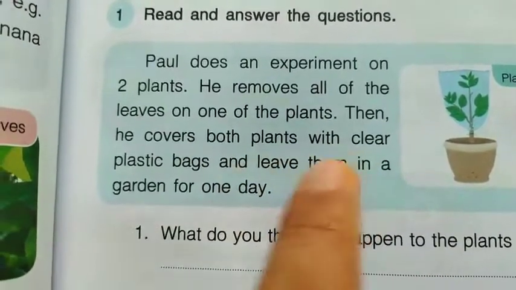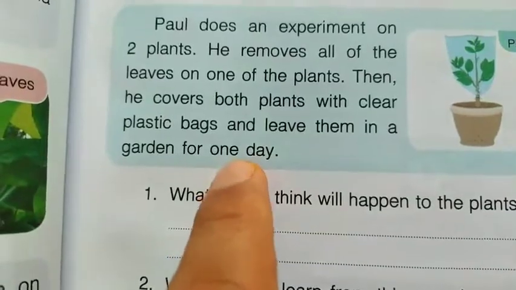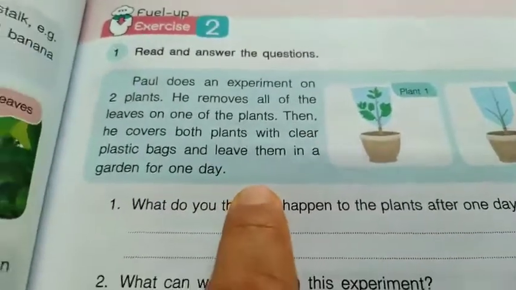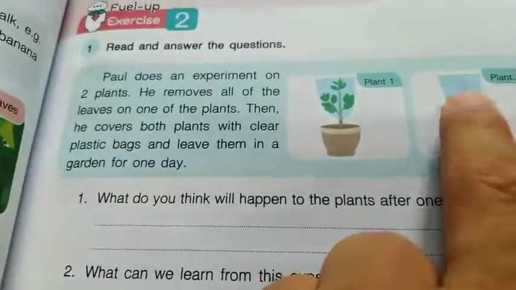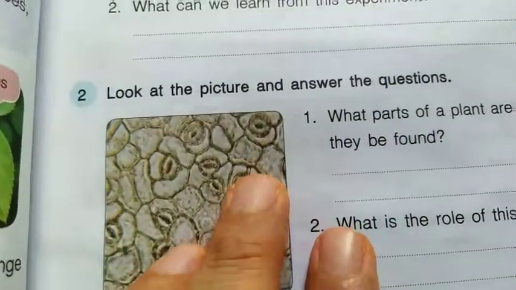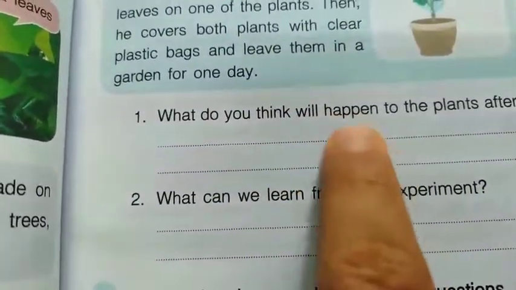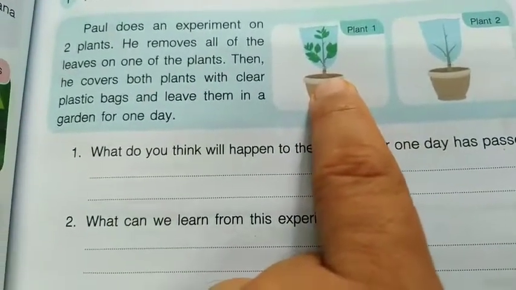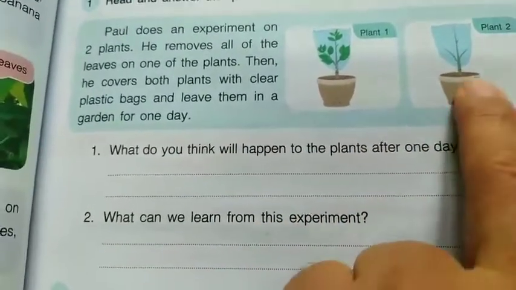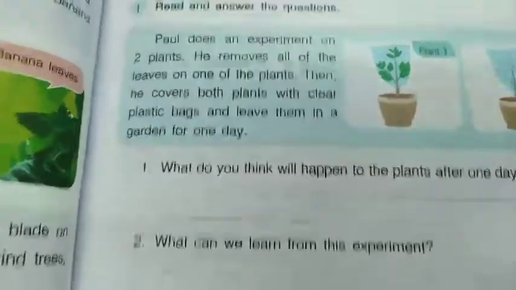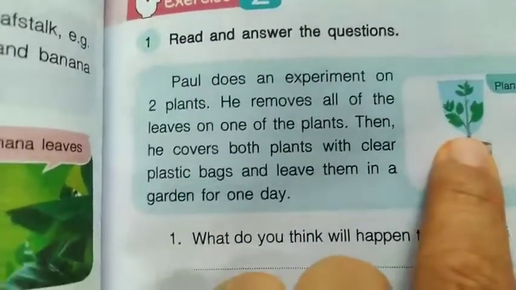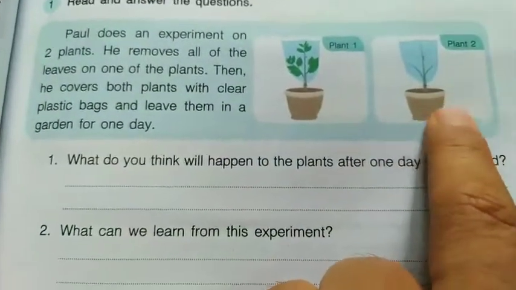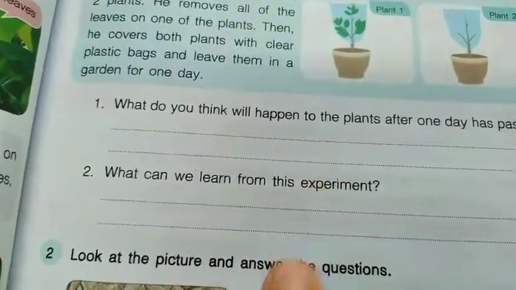Then he covers both plants with clear plastic bags and leaves them in a garden for one day. We just left ours yesterday. And we saw water in one, and there's no water in the other one. So look at the picture and answer the questions here. I mean, you can answer this one, right? What do you think will happen to the plants after one day, like what we did yesterday? Of course, there's water, and of course, there's no water. So we learned that plants make food through photosynthesis when there are leaves. And this one, no making food, no photosynthesis. You can write that in here.